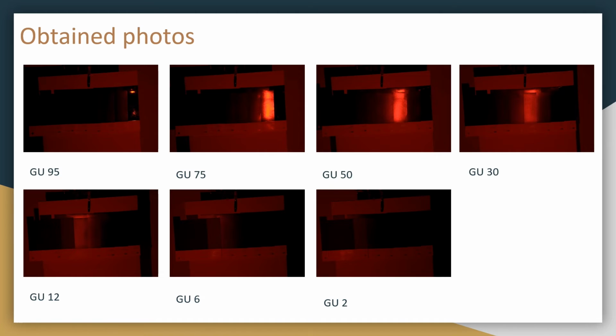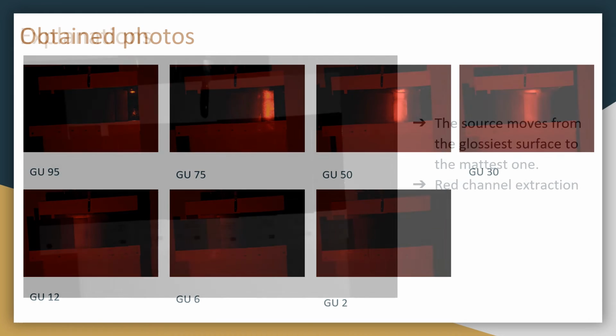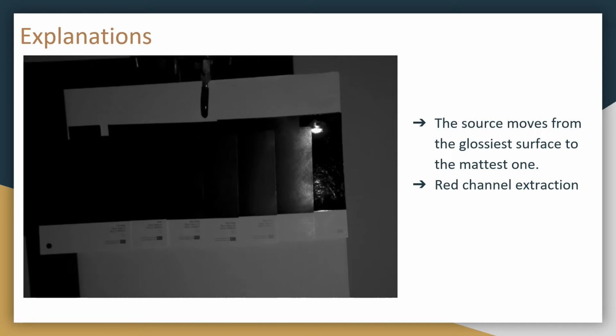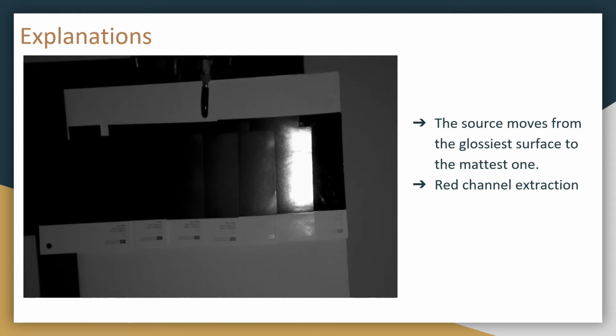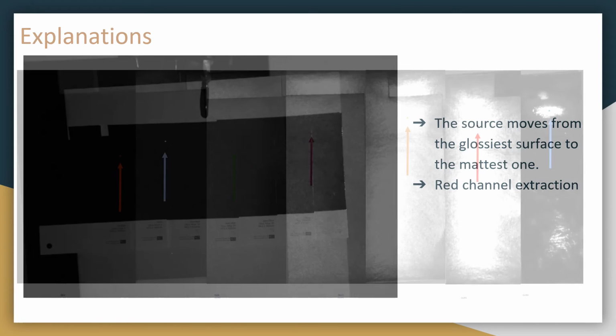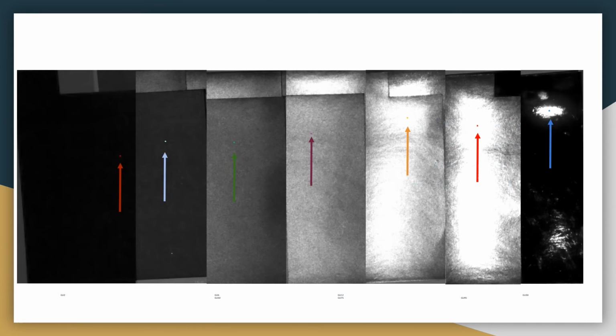By extracting all this red channel, we can get all of these assembled photos one by one and see the evolution of the diameter of the reflected spot on all of the surfaces. So as David said before, on the glossiest surface, the diameter was small, and on the mattest surface, it was really big, and the diameter wasn't really visible.